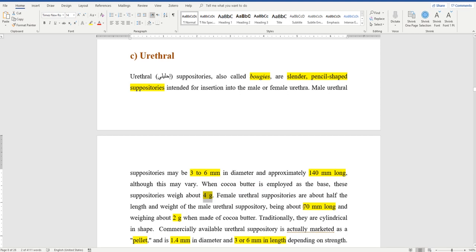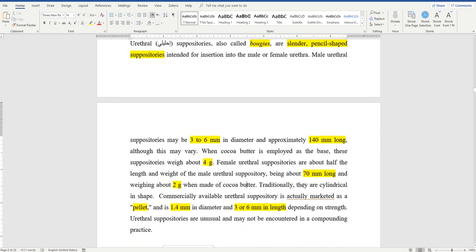For female, it's half the weight and half that length. It's about 7 centimeters and can weigh about 2 grams with cacao butter. Now, traditionally, as I told you, it's rarely used now. Traditionally, they used such suppositories or bougies as local anesthetic and antiseptic.